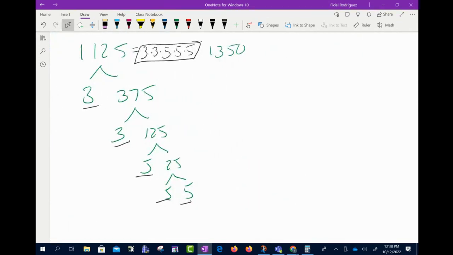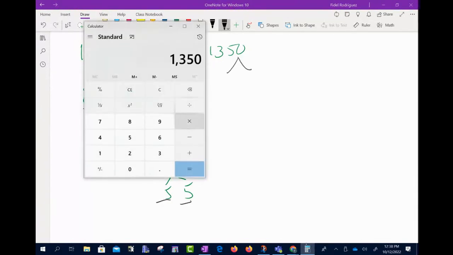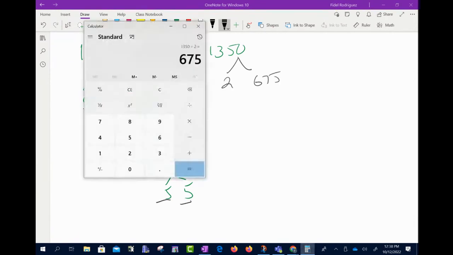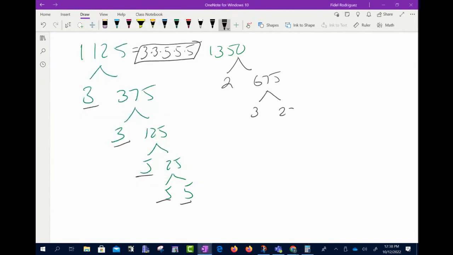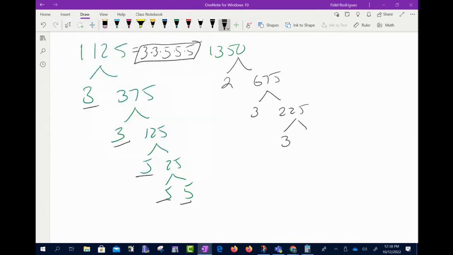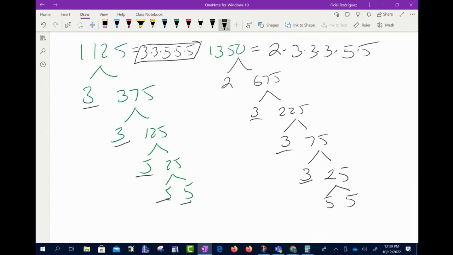Now let's take 1350 and do the same thing. I want to see if I can break that down. I know I can divide it by 2 because it's even. 2 and 675. Can I divide 675 by 3? Yes. 3 and 225. I'm just going to keep playing this game, y'all. I'm going to try to divide it by 3 again. 3 and 75. I know I can break 75 down into 3 and 25, and then that's 5 and 5. So look, we have a 2, 3 3s, and 2 5s.